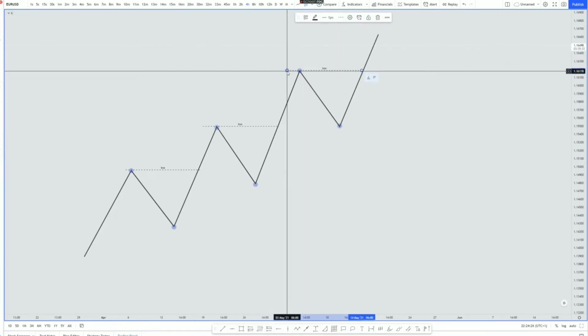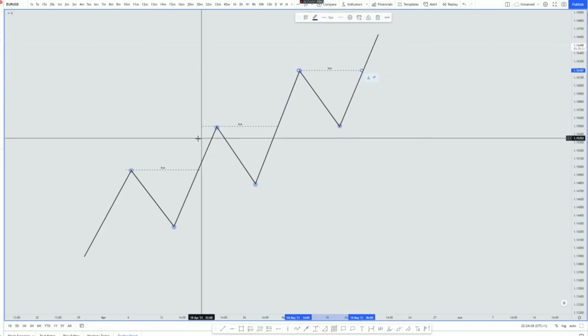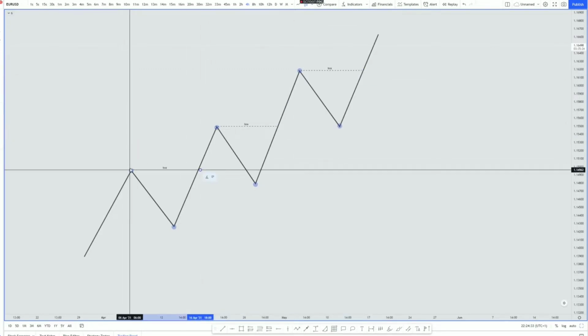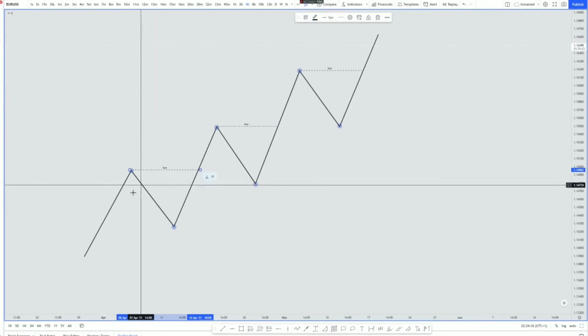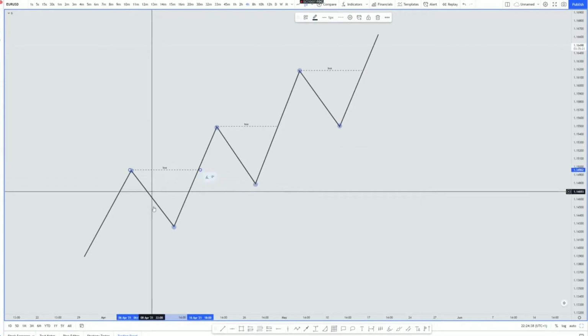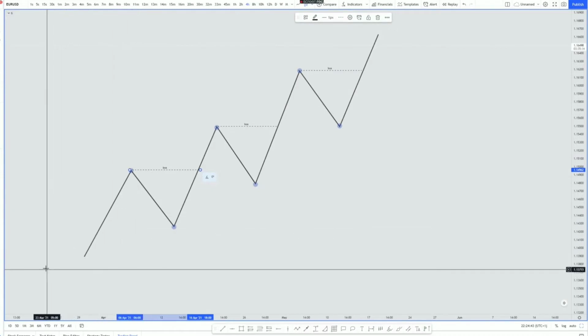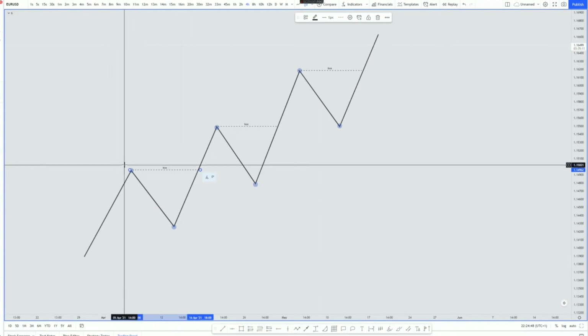So the idea is that we want to be in as many continuations as possible. And you're probably saying to yourself right now, well, what about all the pullback trades? I'm going to miss out on all those pips. Well, no, you're not. You're going to catch those continuations on a smaller time frame, the 15, and we'll get into that. So this is the 4-hour time frame.